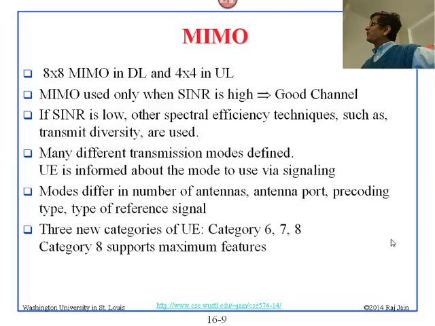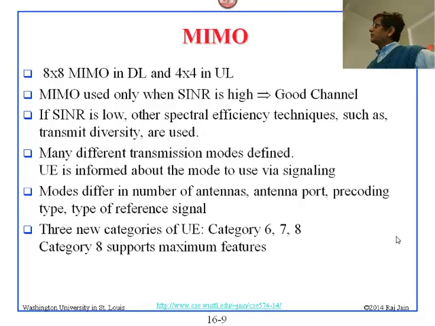Alright? So, MIMO is used only when SINR is high. That means the channel is good. If SINR is low, then other techniques will be used, like transmit diversity. We discussed that in LTE. So those will be used, but not MIMO.